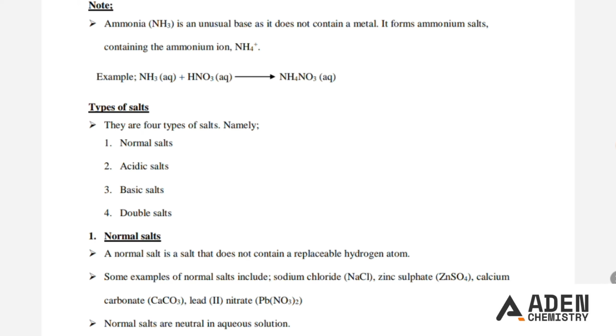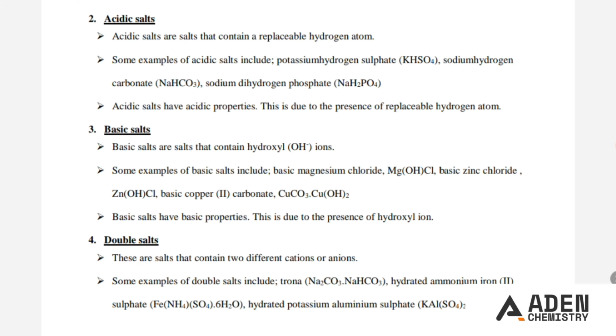Normal salts are neutral in aqueous solution. What does that mean? If we take sodium chloride and dissolve it in water, what we are going to get is a neutral solution. That means sodium chloride solution will have a pH of 7. So next, let's proceed to number 2, the second type of salt.